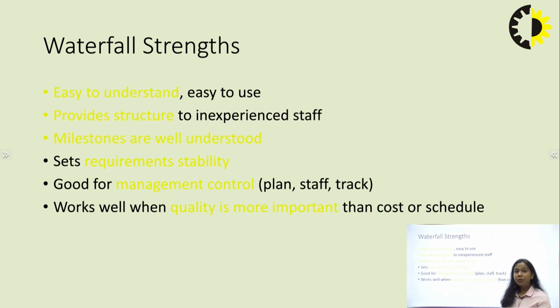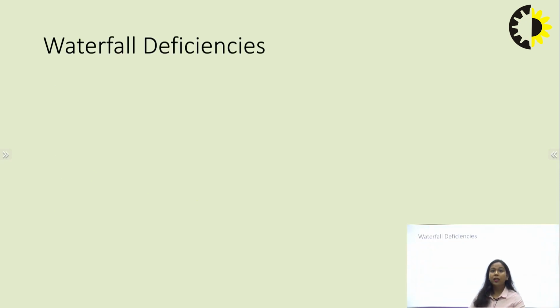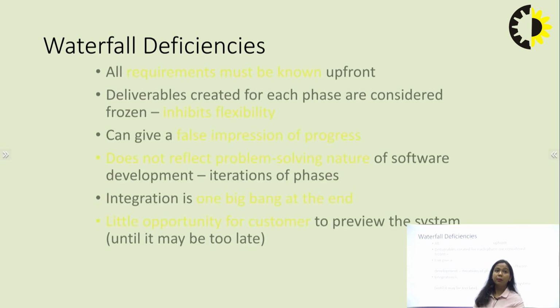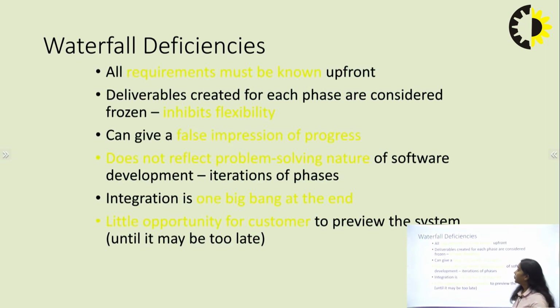Now, if the waterfall model has this many strengths and advantages, then definitely there are a lot of disadvantages also. That's why another topic follows. So what are the different deficiencies in the waterfall model? All requirements must be known upfront. That means at the initial phase, the waterfall model defines the complete requirement of the customer. There is no provision to take up requirements in later phases.